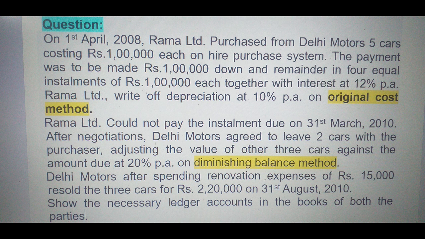Rama Limited couldn't pay the installment due on 31st March 2010. After negotiations, Delhi Motors agreed to leave 2 cars with the purchaser, adjusting the value of the other 3 cars against the amount due at the rate of 20% per annum on diminishing balance method. Diminishing balance means written down value method. Delhi Motors, after spending renovation expenses of rupees 15,000, resold the 3 cars for rupees 2,22,000 on 31st August 2010. Show the necessary ledger accounts in the books of both the parties.